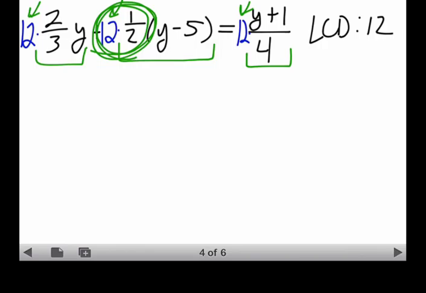Once we have that as 6, then we're going to distribute the 6. And a lot of times people will multiply the 12 by the 1/2, and then they'll multiply the y minus 5 by the 12. But if we keep in mind how many terms we have, we can avoid that pitfall.